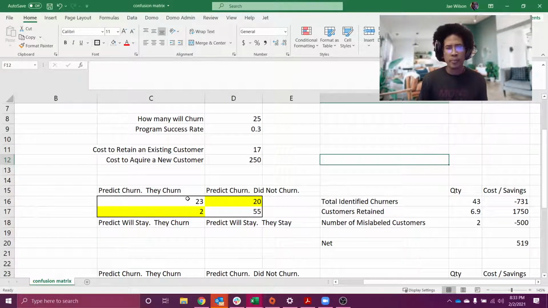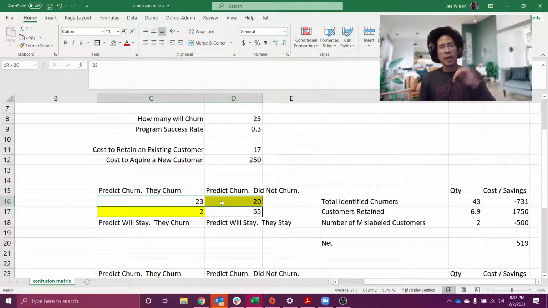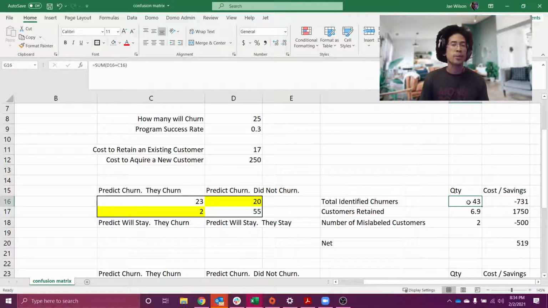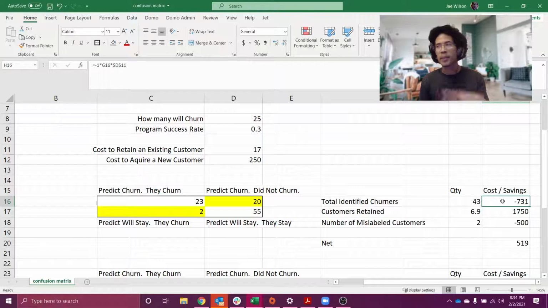So, in model number 1, are false positives. We have a lot of false positives. That means we send 43 people through our customer retention program. 43 times 17 is 731. That's a big number, right? And that's why my customer retention guy, he wasn't thrilled about it. But this is cool.